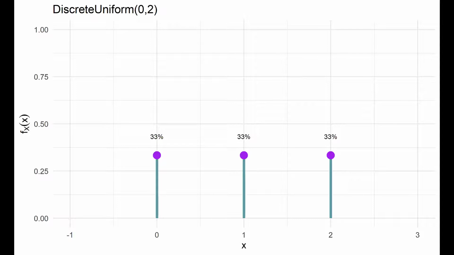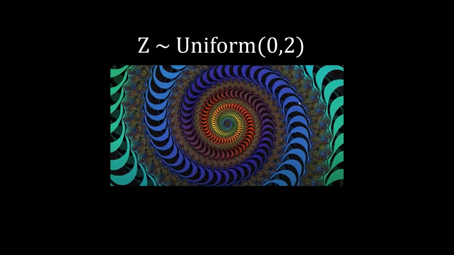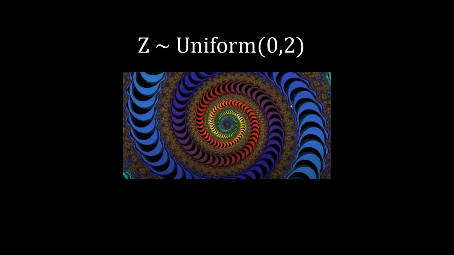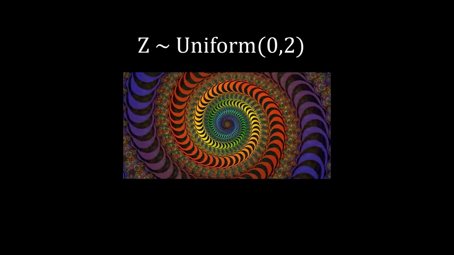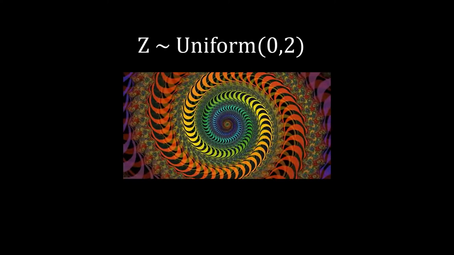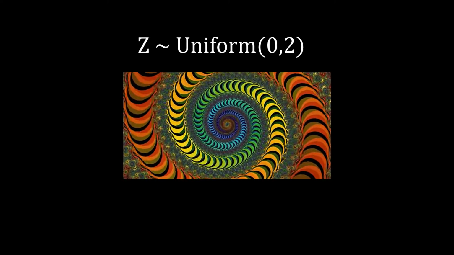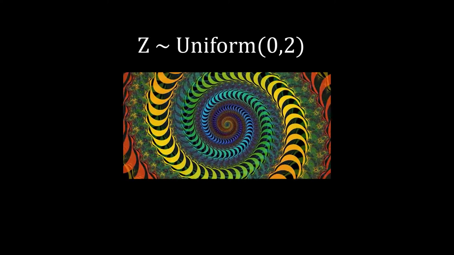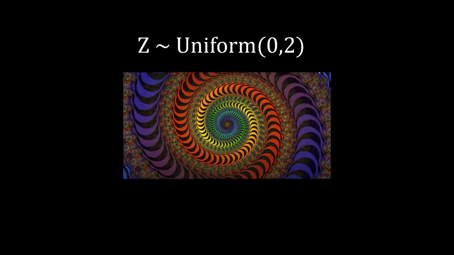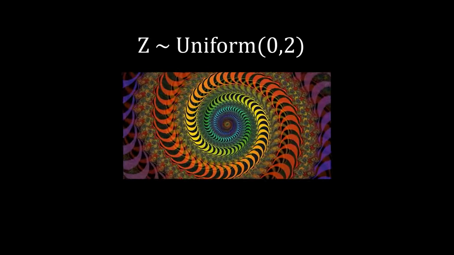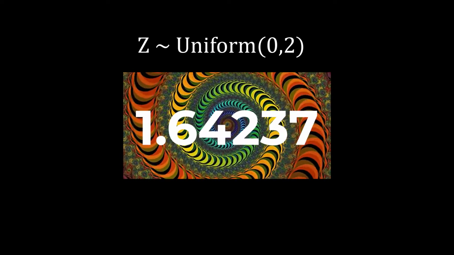But what happens if you want to model a scenario where any of the infinite real numbers between 0 and 2 occur with equal probability? In this case, we use big Z to represent this uncertainty and use a different distribution family. We use the continuous uniform, aka just the uniform distribution, to show this. This is also a 2-parameter distribution where the first parameter a is the minimum value and the second parameter b is the maximum value. But now any value between them, even something crazy like 1.64237, is potentially an outcome.